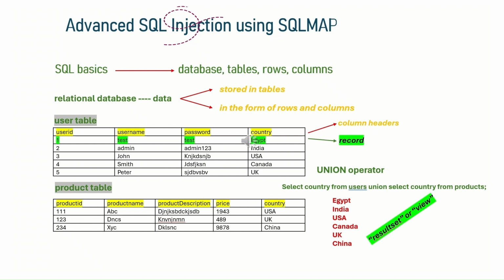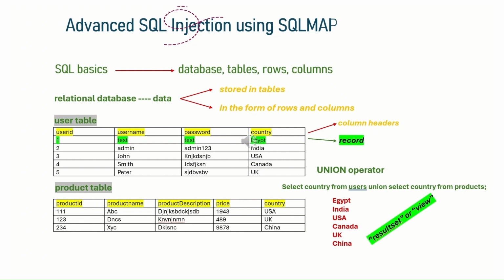So for example, where username is the column header, test, admin, John, Smith, and Peter are column values. And the row is referred to as a record. In this particular case, one row, which in turn is a record, will have one user's information. For example, row 1 for user ID 1 will have one, test, and Egypt, which is a complete record. Now consider another table named products, which looks like the one you see on the screen. Now it's not required for an application to retrieve and or display data from one underlying table.